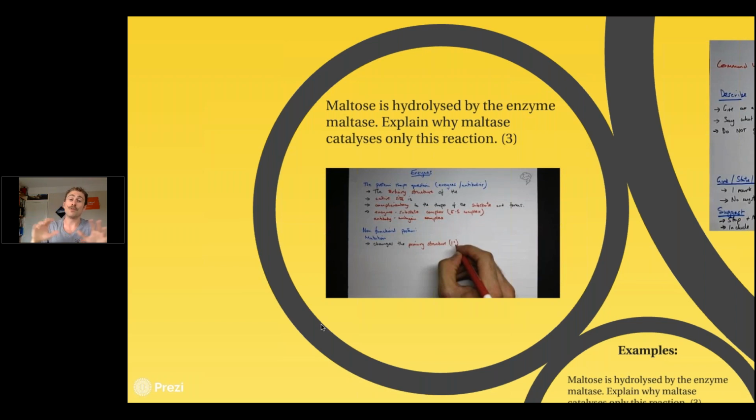We're going from enzymes and carbohydrates to, I'd say the topic of this question is, what have we got to do? We've got to give reasons why maltase only catalyzes one reaction. So what's that about? Why do enzymes only catalyze one reaction? It's asking us, why are enzymes specific? Enzyme specificity. Nailed it.